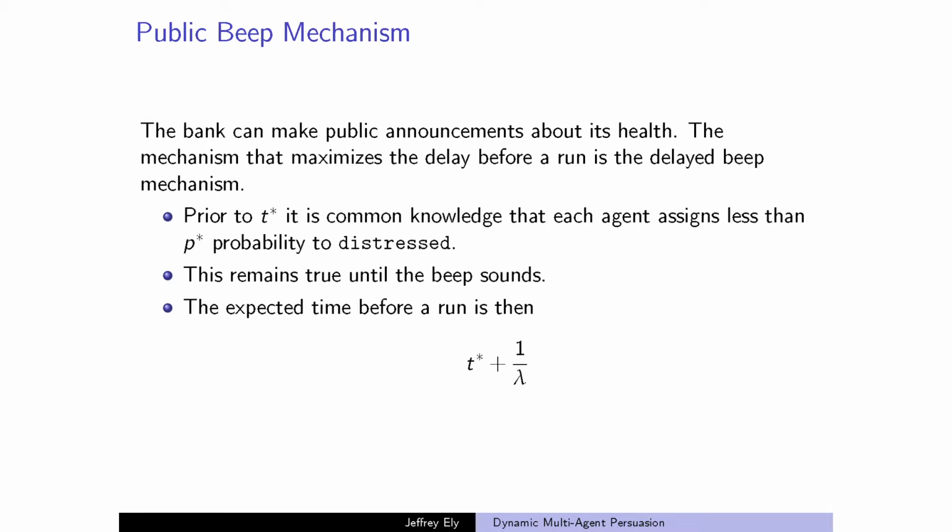I didn't say this before, but the expected time that the principal can get the agent to wait before withdrawing is, well, for sure he gets t star length of time, because that's the length of the delay. Even if the bank becomes insolvent at the very first instant, there's going to be another t star before the announcement comes out. But actually, the expected arrival time of the state transition is 1 over lambda. So this is the expected delay. Suppose that the bank was only concerned about the event that both agents have withdrawn. Then this would be the value of this mechanism for the principal.